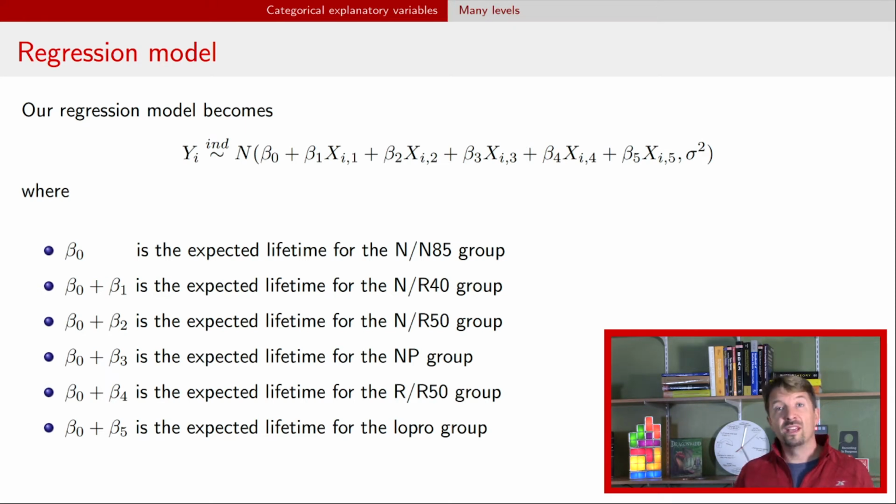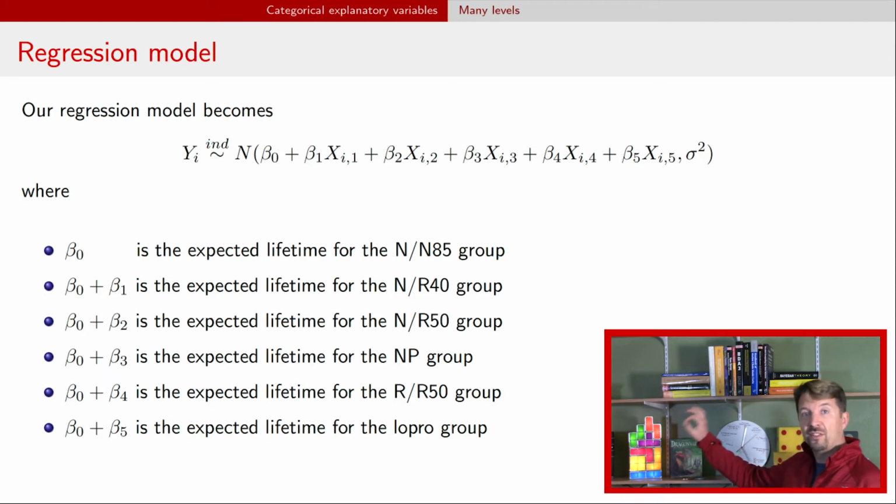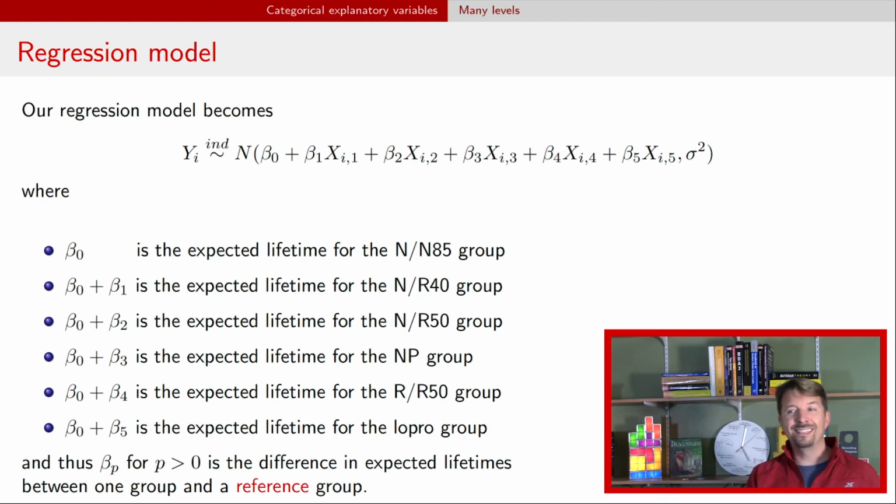Now, hopefully it's obvious then what these other betas are. So beta 1, beta 2, beta 3, 4, and 5. Those betas are simply the expected difference in lifetimes between one of those diets and the reference diet. So if it's beta 1, that's the expected difference in lifetime between NR40 and NN85. So beta naught is the lifetime under the reference group, and then all the other betas are differences between that reference group and a particular diet.